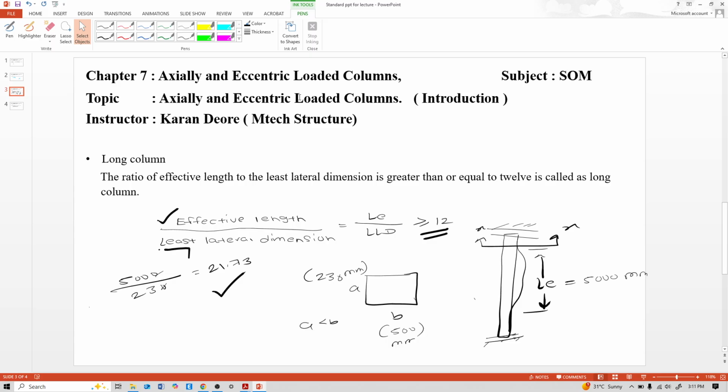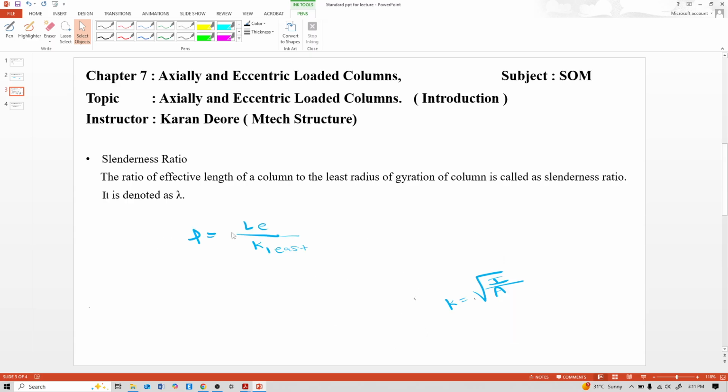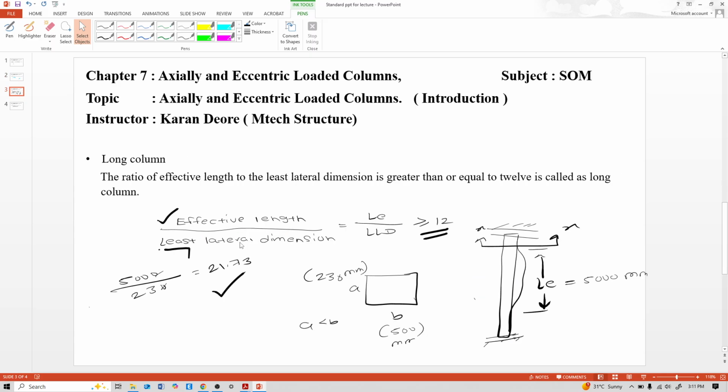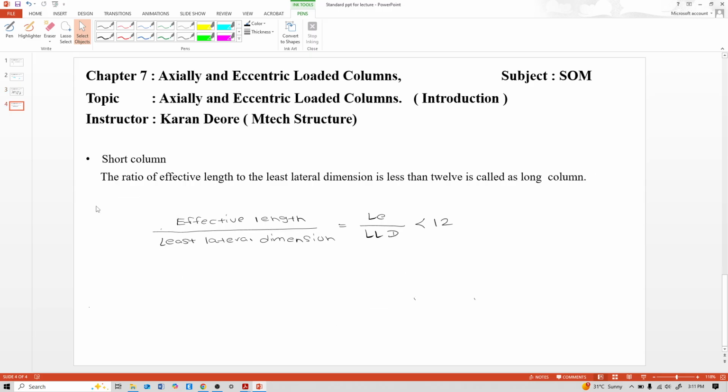Here the least radius of gyration concept comes in the slenderness ratio equation, and in a long column the value below is the least lateral dimension. So remember it that way.